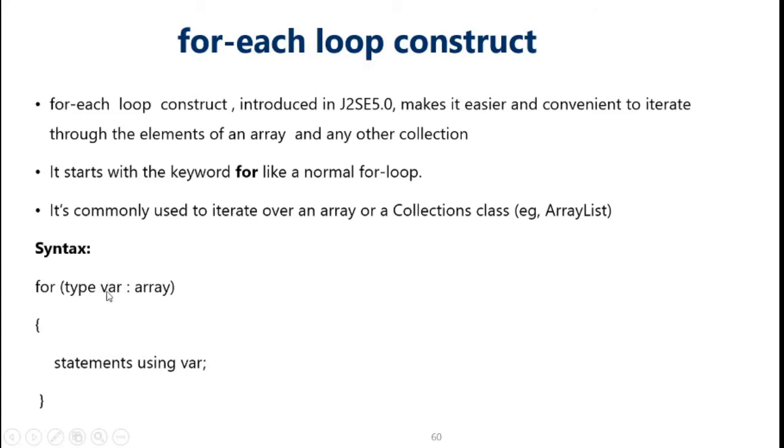Here there is just a variable and an array. We are not giving any condition in the for statement itself. We can give the conditions, increment, decrement, whatever we want, inside the statements, and we can apply it on the var variable. But in the for each bracket, we cannot apply any condition or any increment or decrement. So this is the syntax.